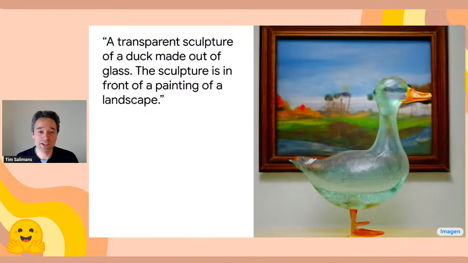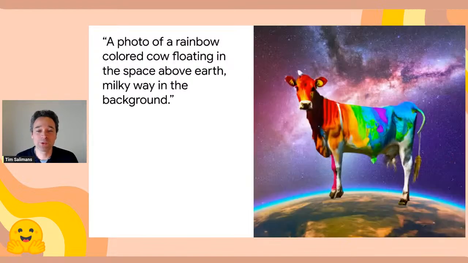It can do amazing things like spelling and also composition. So here we're asking for a transparent sculpture of a duck made out of glass in front of a painting of a landscape, and it actually gets all these correct and knows how to compose those into a coherent image. And it can even do this when you put in things that it probably has never seen in training, at least not in this combination, like a photo of a rainbow-colored cow floating in the space above Earth, Milky Way in the background.